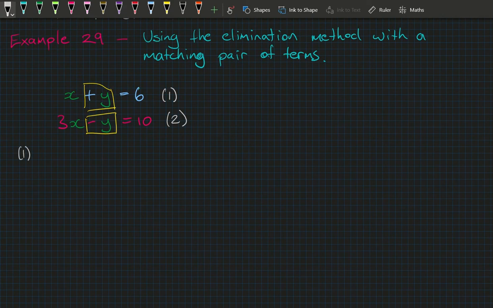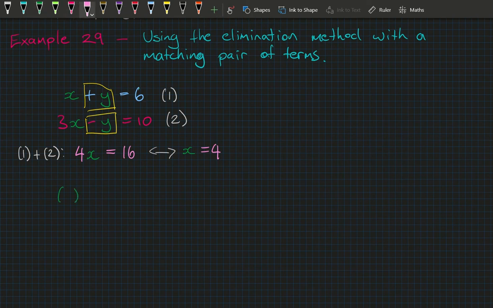So equation 1 plus equation 2 is x plus 3x is 4x, 0y, we can ignore that, equals 6 plus 10 is 16. So in other words, x is equal to 4. So now that we've already solved for x, we just need to sub this value of x into either of the equations, and clearly the first one is easiest.